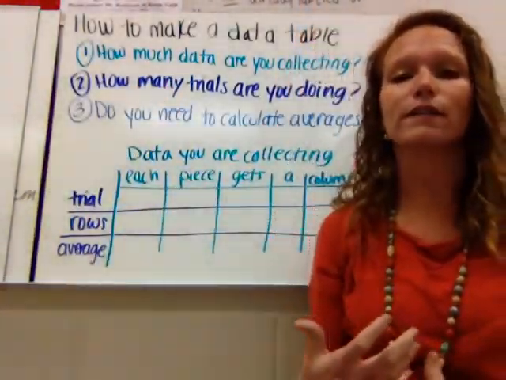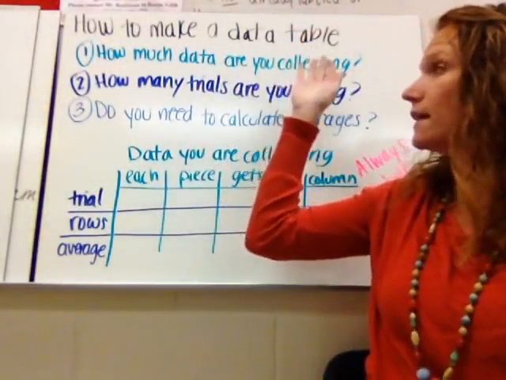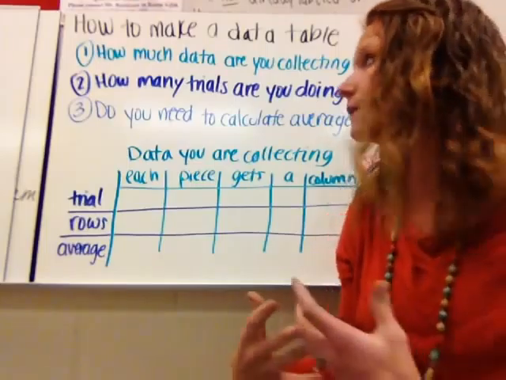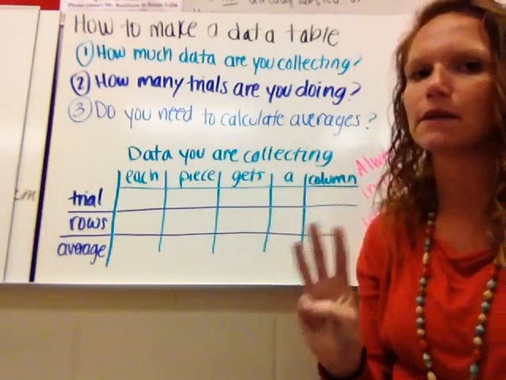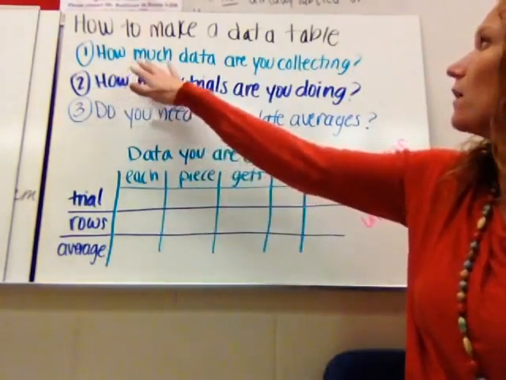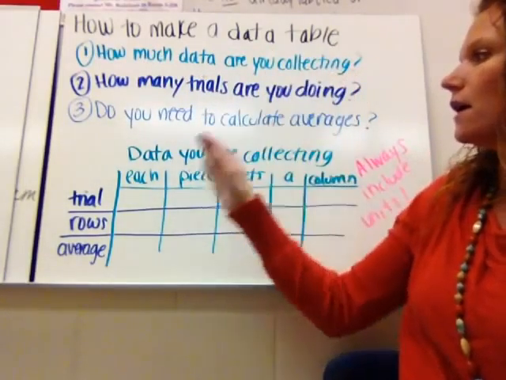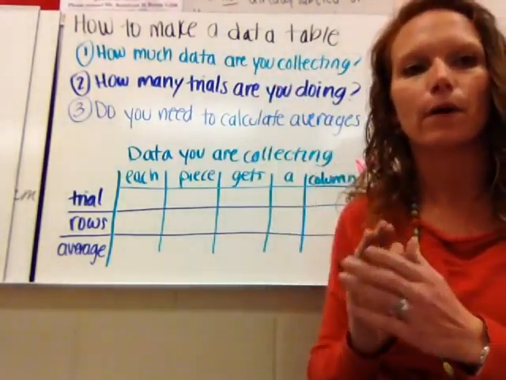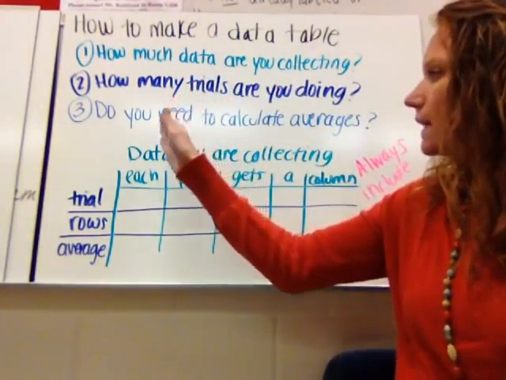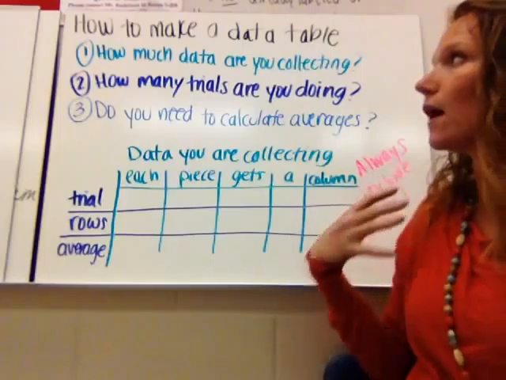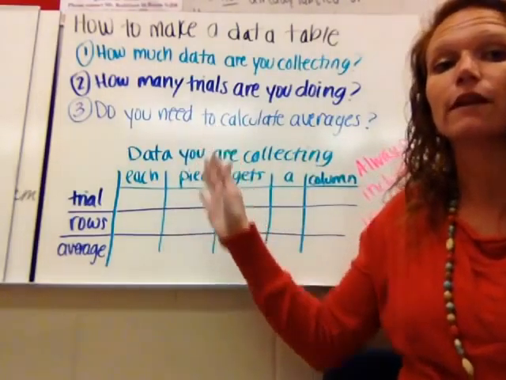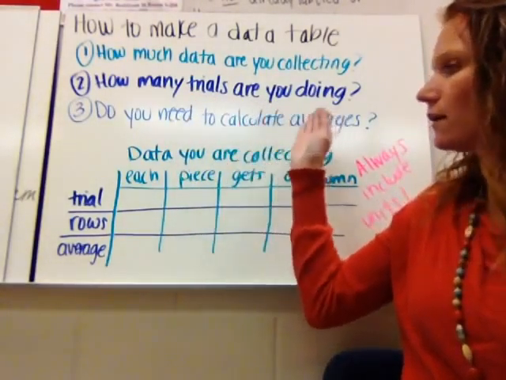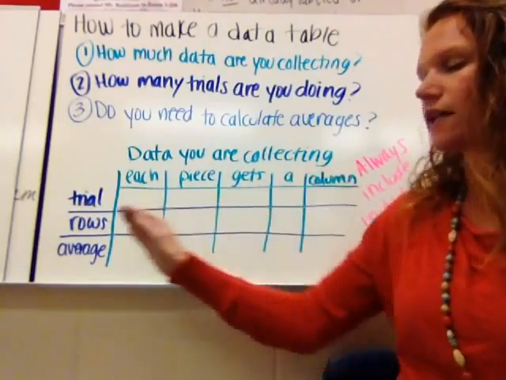So when we talk about quantitative data, you're going to put it in a data table. But how do you make this data table? So there's 3 easy steps to making a data table. You have to figure out how much data you are collecting. Each data piece you are collecting gets its own column. That's the up and down part. Okay? Each data piece you're collecting gets its own column, the up and down part, and that's how you determine the number of columns. How many trials are you doing? Each trial gets a row.